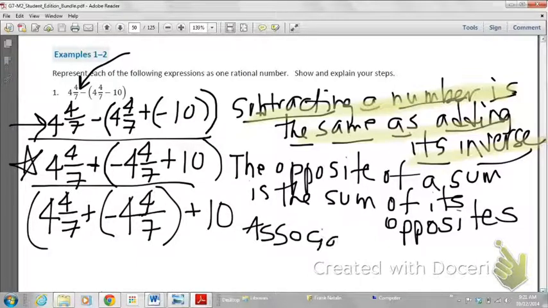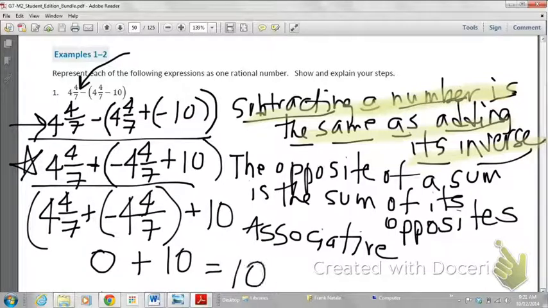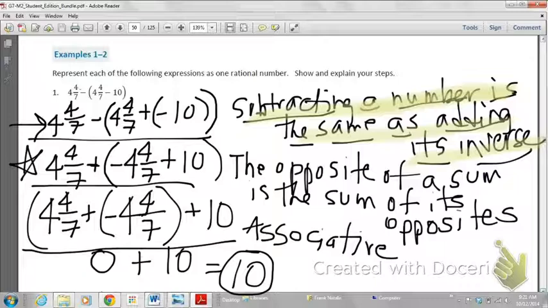Again, this is not about you necessarily memorizing these properties, but just knowing that each step along the way is justified because of these properties. Now of course, a number plus its opposite equals 0, and that's what this relates to. Then we have plus 10, and that is going to equal 10. You could have looked at this from the beginning, as I did, and seen the answer was going to be 10, but following these steps one by one is what we're trying to practice.